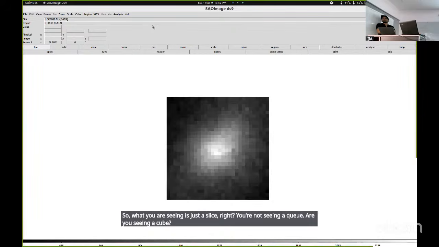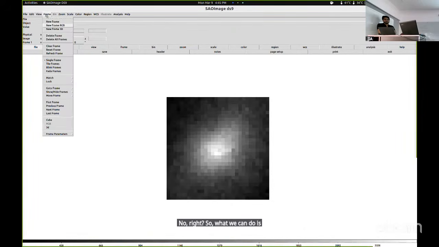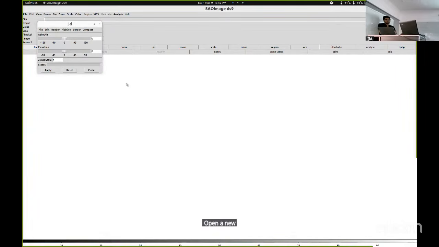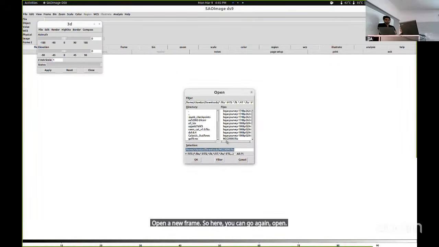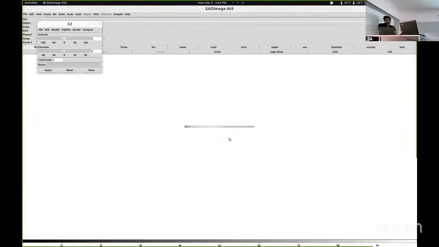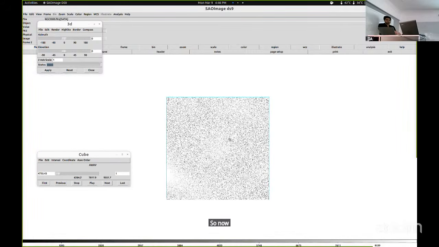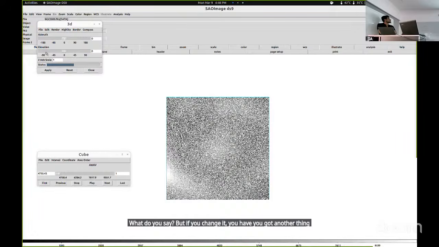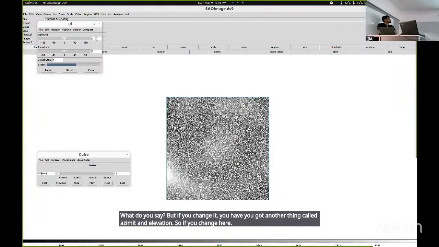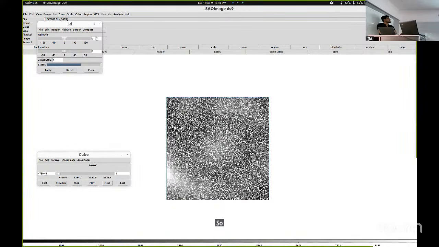So what we can do is go to Frame and open a new frame. Here you can again open NGC 0006. Now it again looks like a slice. But if you change here, there is another thing called azimuth and elevation. If you change it, you can see a cube. So from 0, take it to 1. It's slowly including. Let's check this one.